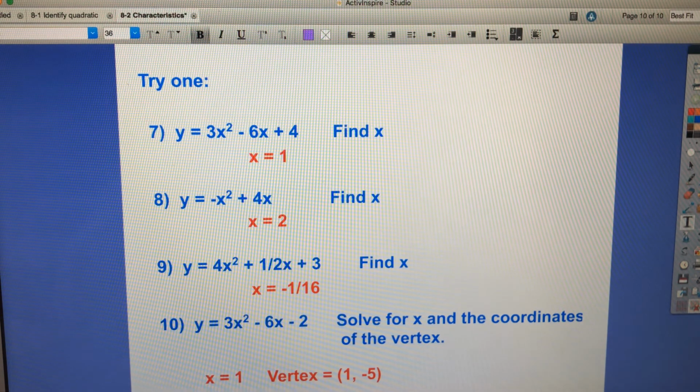So make sure that you did your inverse of b over 2a, and that you were able to solve that and get 1. Good luck, and please practice.